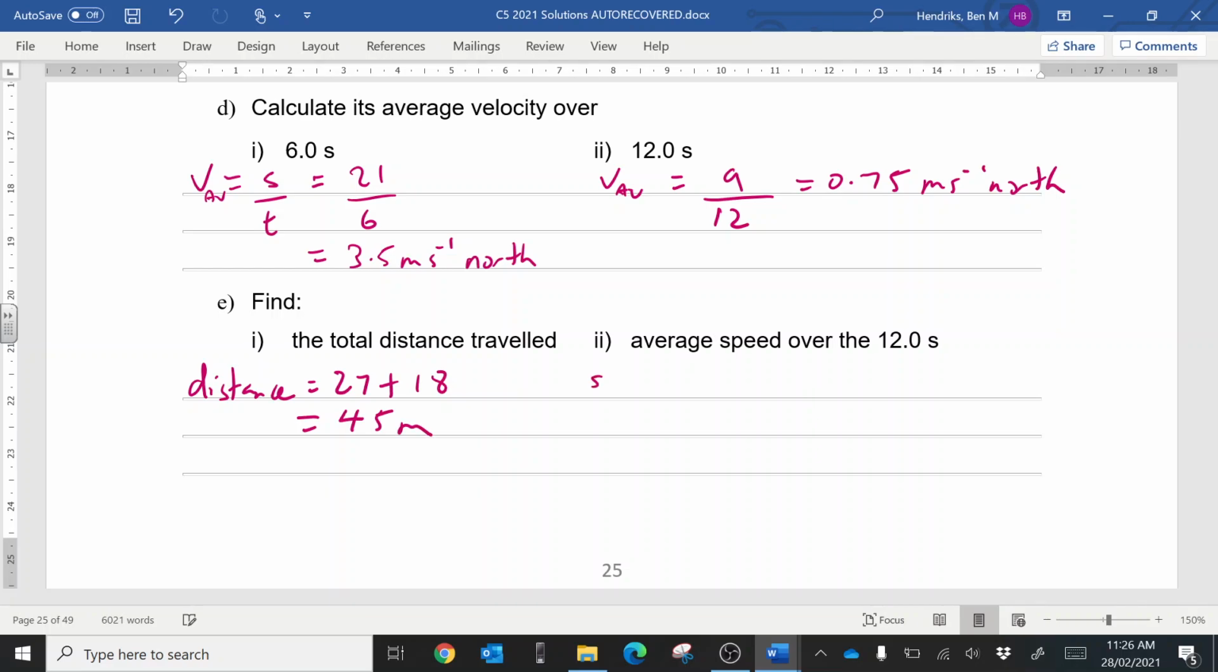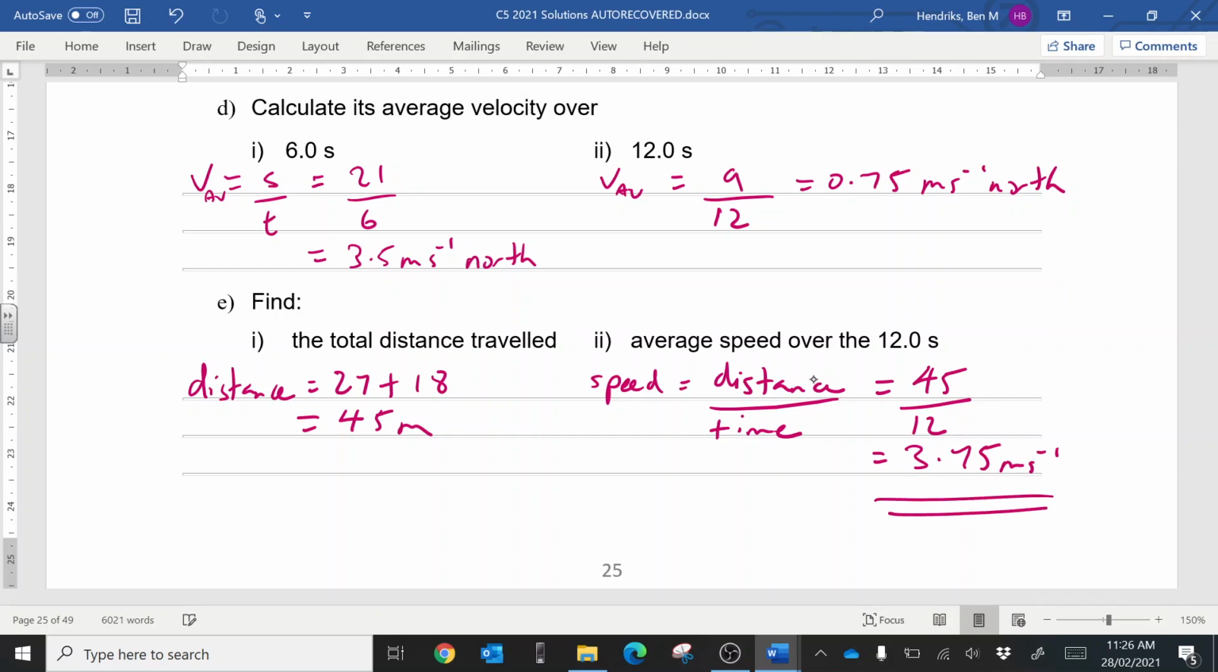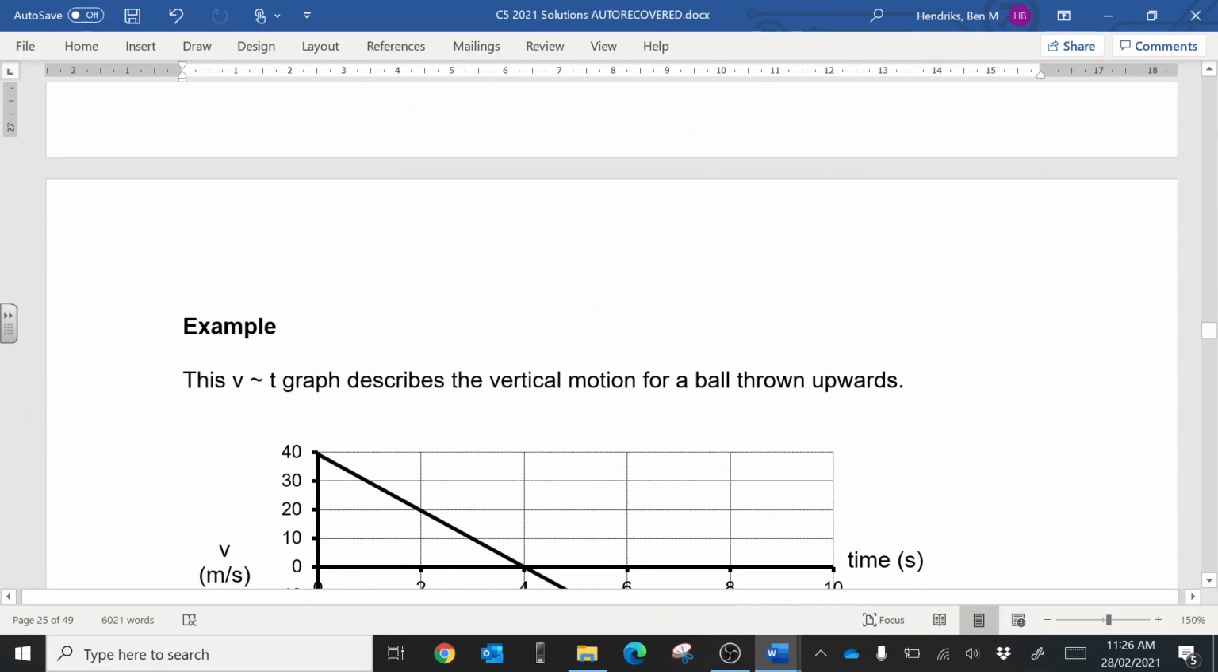And then we can calculate the speed, which is equal to distance over time, which equals 45 meters divided by 12 seconds. That comes out as 3.75 meters per second. And we don't care what direction, because it's distance, because it's speed. So that's the average speed over that time.